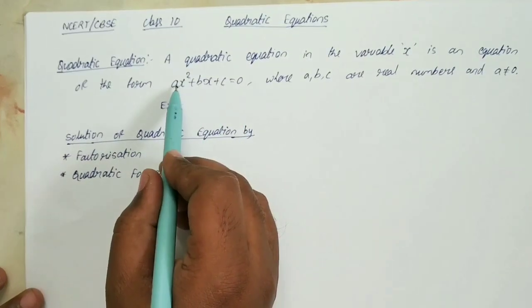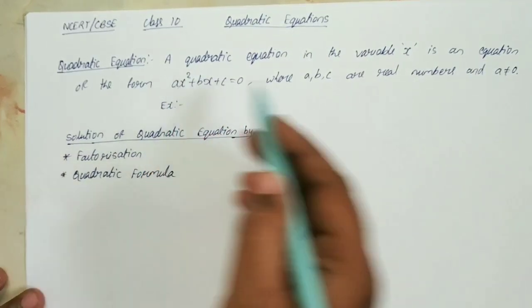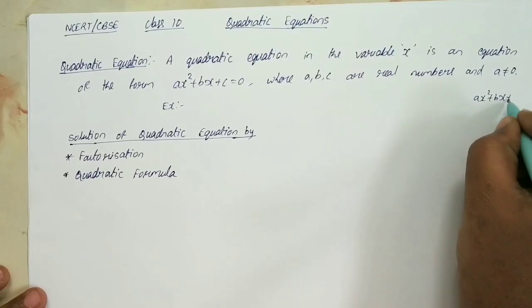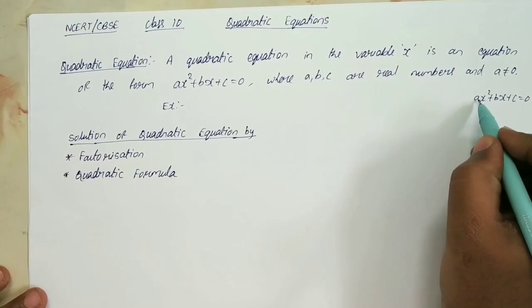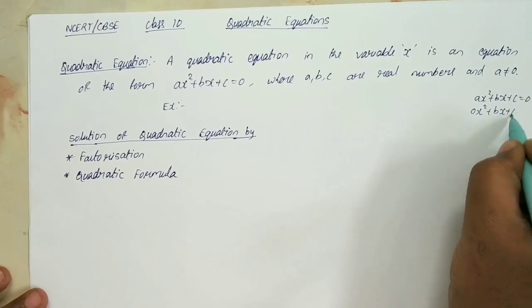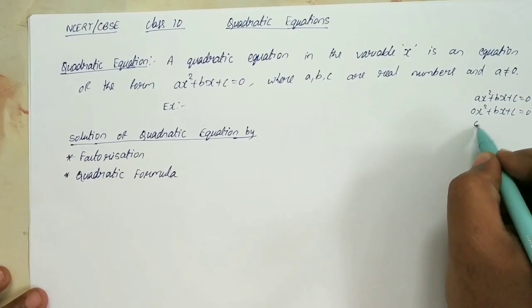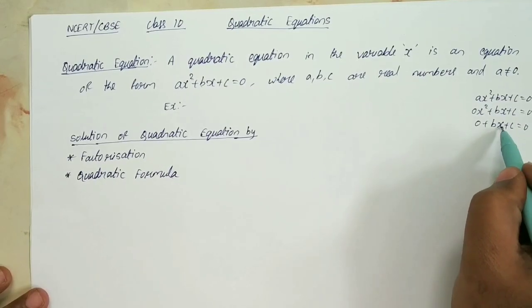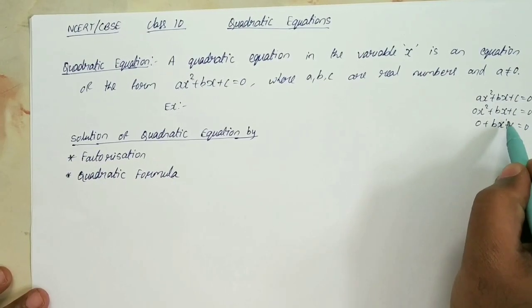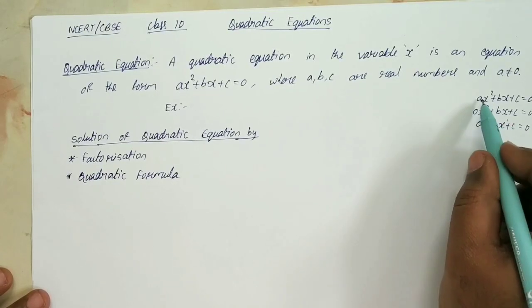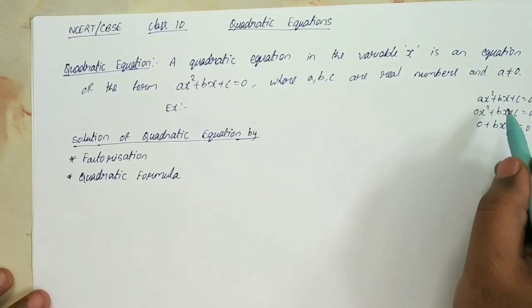So why must a not be equal to 0? What happens if a is equal to 0? See here, the standard form is ax square plus bx plus c is equal to 0, right? If a becomes 0, then 0 into x square plus bx plus c is equal to 0. 0 into x square is 0, right? So what is remaining? bx plus c is equal to 0. Now the highest power is 1, right? If the highest power is 1, can we call it quadratic? No. So that's why the value of a must not be equal to 0.